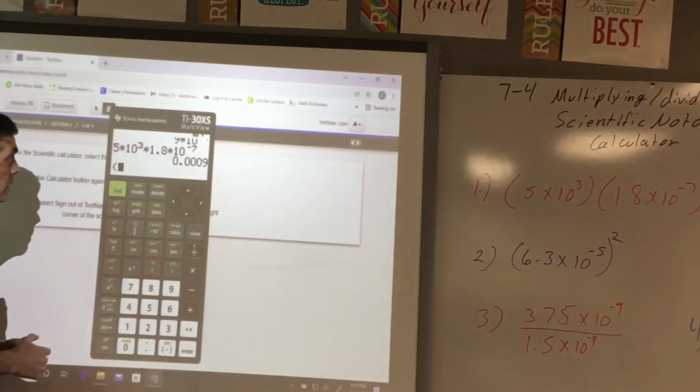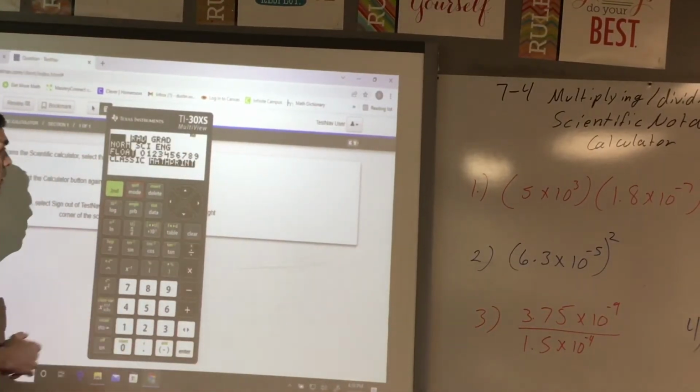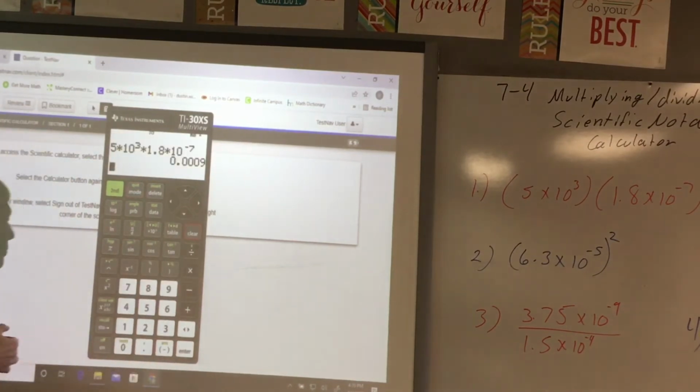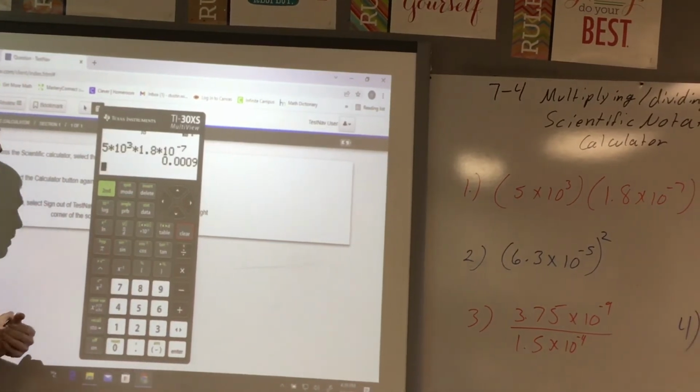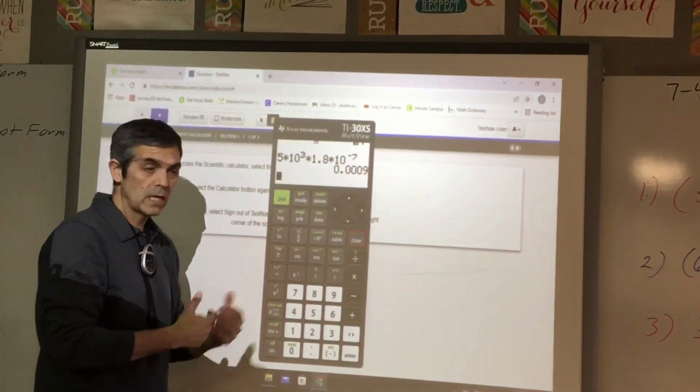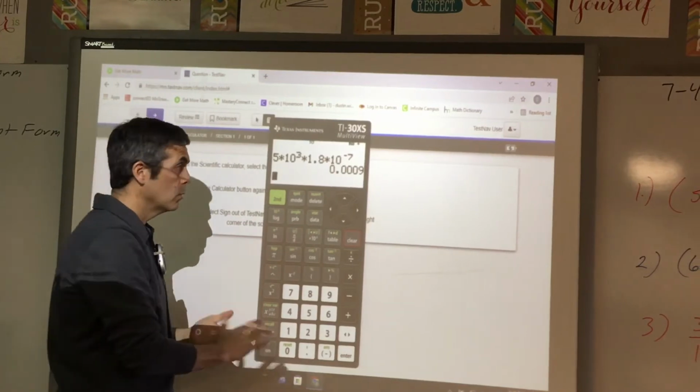So parentheses, first let's check our mode. Okay, so we want scientific for the answer, and then we'll switch it to standard. If all you want is the standard answer, leave it in normal. It'll take it straight into normal.